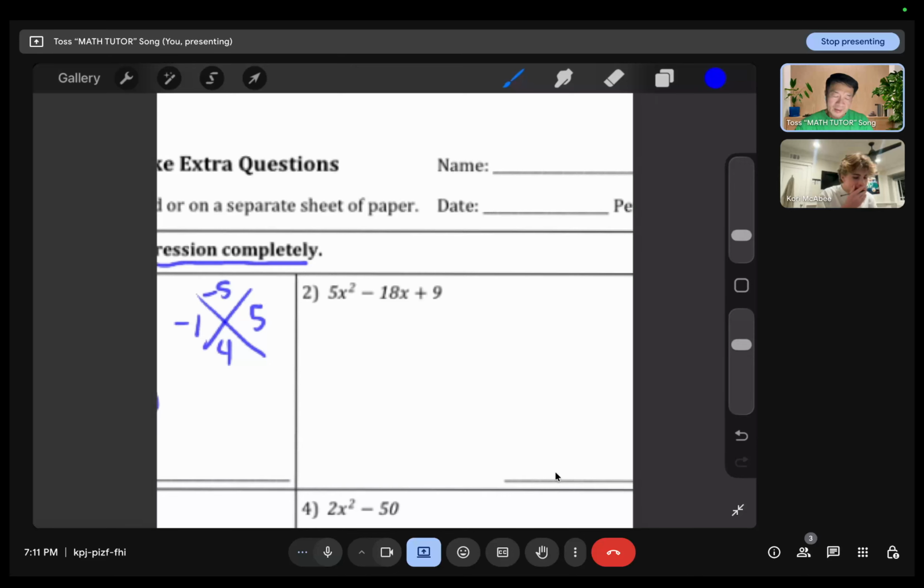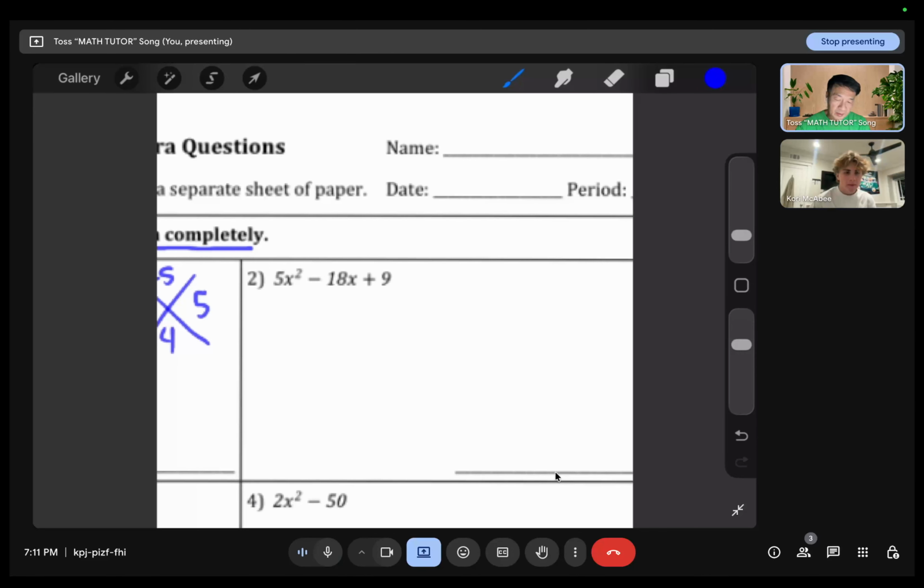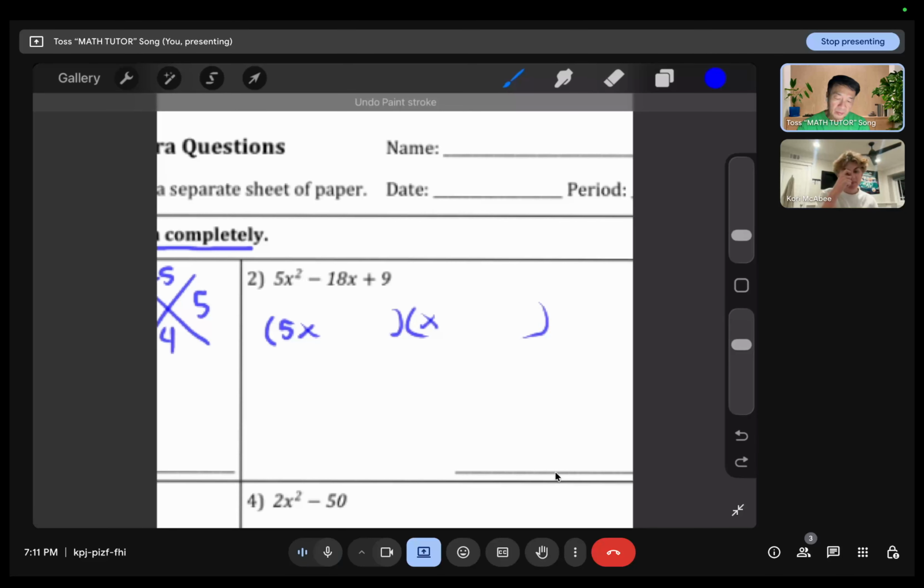Now, this may not be fun if you try to do the X. It will take a while. Let's try it this way. Let's see if you can go along with me here. The only way you can get the first x to the second power is 5x times x, or x over here, then 5x over there. Now, the last, you have a couple combinations, like 9 and 1, or 3 and 3.